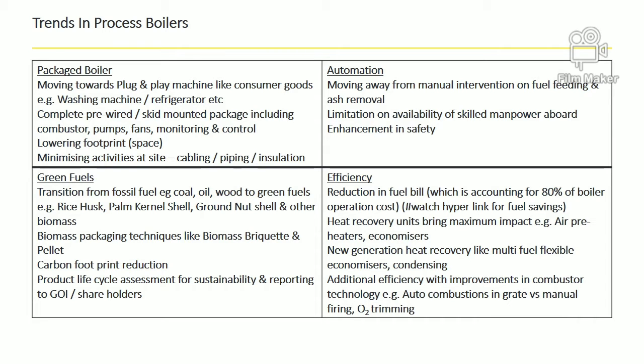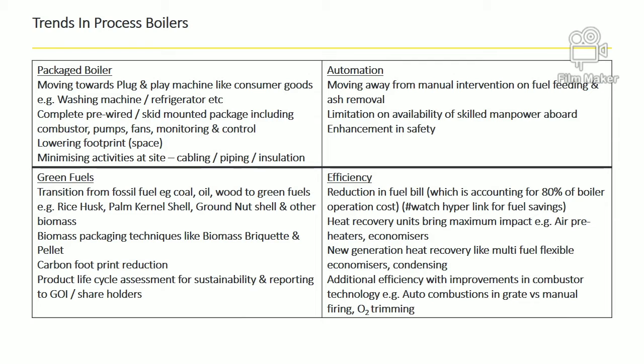Secondly, automation is going on in process boilers. Conventional manual fuel feeding and ash removal systems are replaced by automatic systems. Latest boilers are using green fuels like rice husk, palm kernel shell, groundnut shell, etc., which is popularly known as biomass, thereby reducing a lot of pollution.